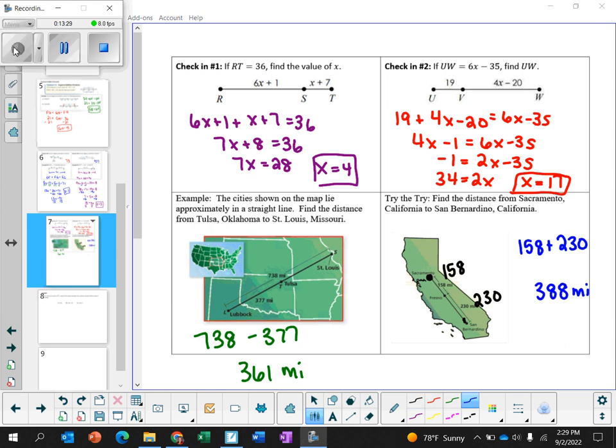All right, for this one, we would add together the 158 and the 230, and we get a total of 388 miles.